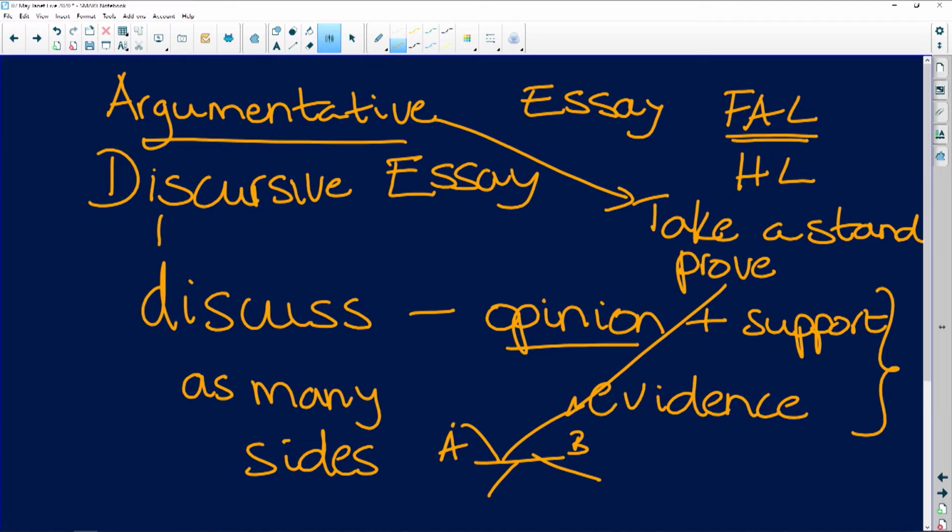So let's say you are taking this point. This is what you are arguing. It's quite nice to look at B or C or D and show why they are wrong. Whereas in a discursive essay, you don't have to be as strong about the position that you are taking.